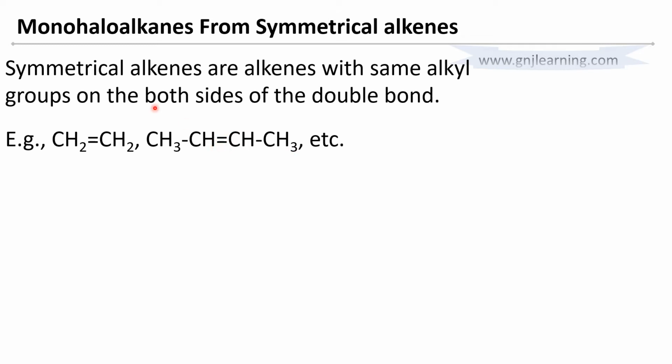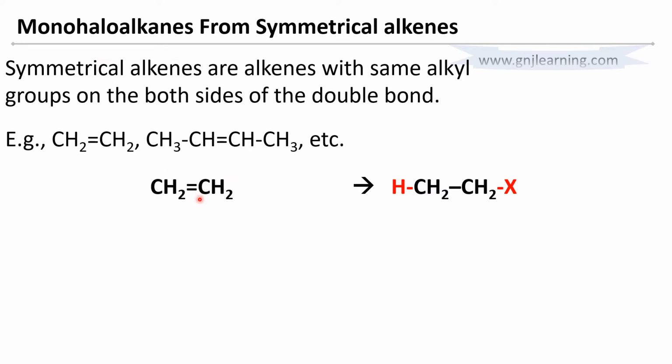So what are symmetrical alkenes? Symmetrical alkenes are alkenes with the same alkyl groups on both sides of the double bond. So we have the same alkyl group on both sides in both these examples. So this is ethene and this is but-2-ene. So straight away I am using ethene, C2H4, for the preparation of monohaloalkanes.